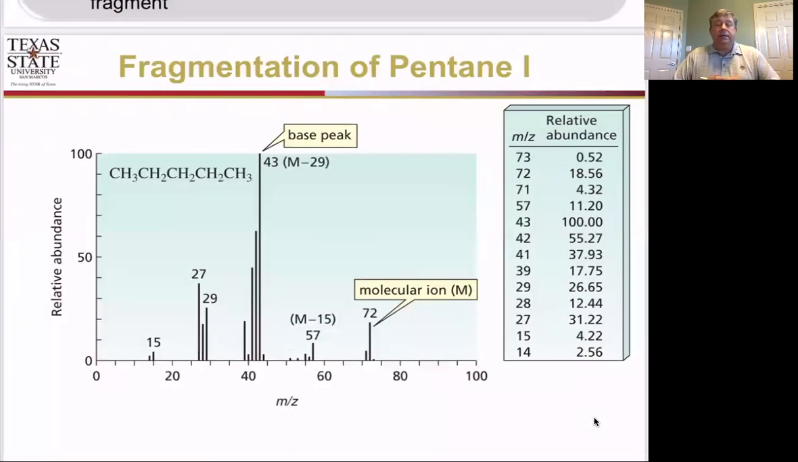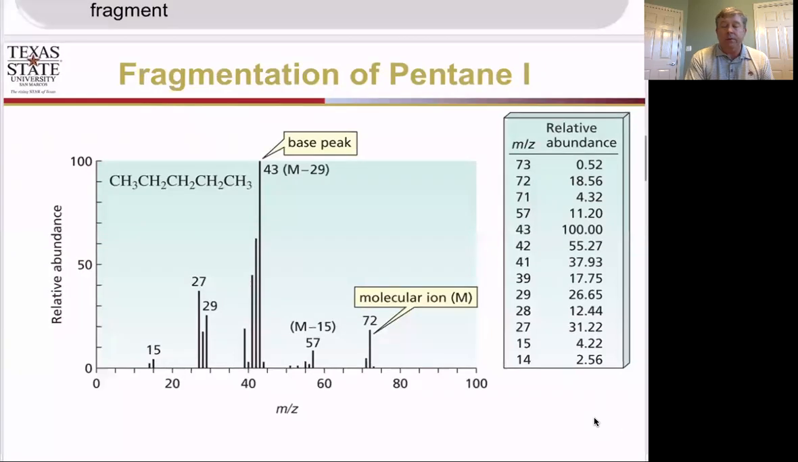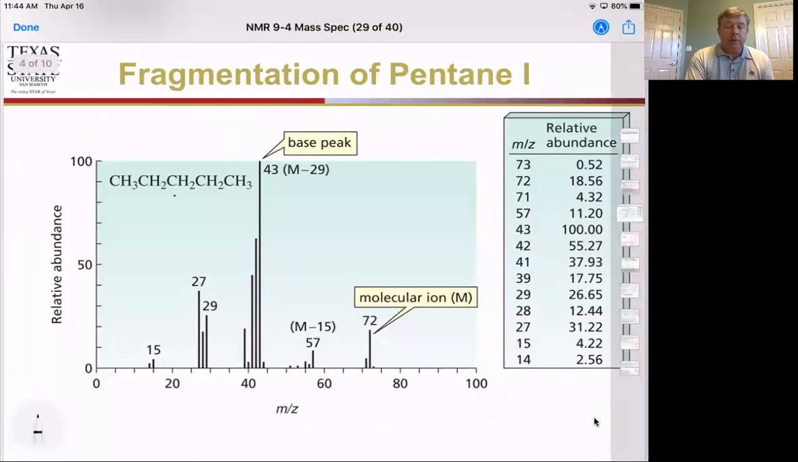There we go. All right, so let's talk about the fragmentation of pentane first. Pentane has a molecular weight of approximately 72. Our molecular ion peak is going to be the highest mass peak we see, at 72, and therefore we see that as the highest mass peak here. However, that's not the most stable fragment we produce. The most stable fragment we produce here is the propyl, or the three-carbon group, with a molecular weight of 43. Because that's our most stable fragment, it is also our base peak.